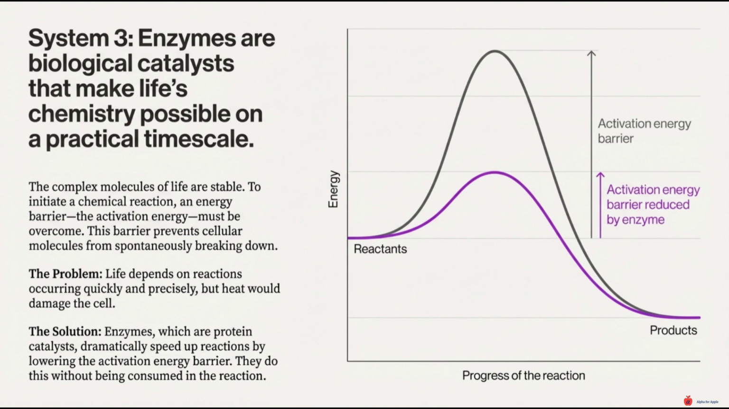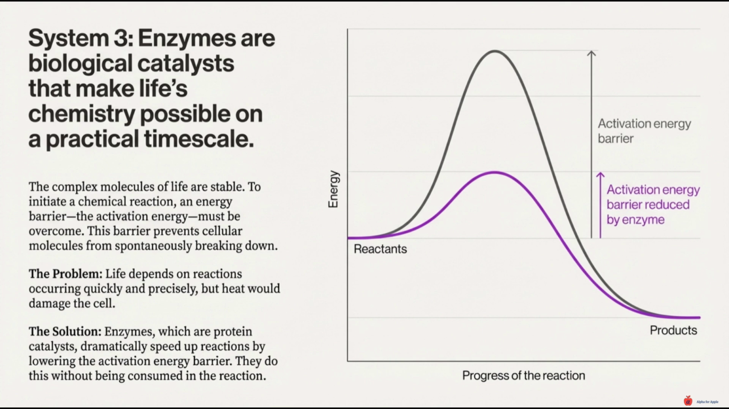They're stable because of something called the activation energy barrier. It's the energy required to get any reaction started. It's like a kinetic lock. Right. And if the cell just used heat to get over that barrier, it would speed up all reactions indiscriminately. It would be total chaos. You'd cook the cell. So the solution is enzymes.